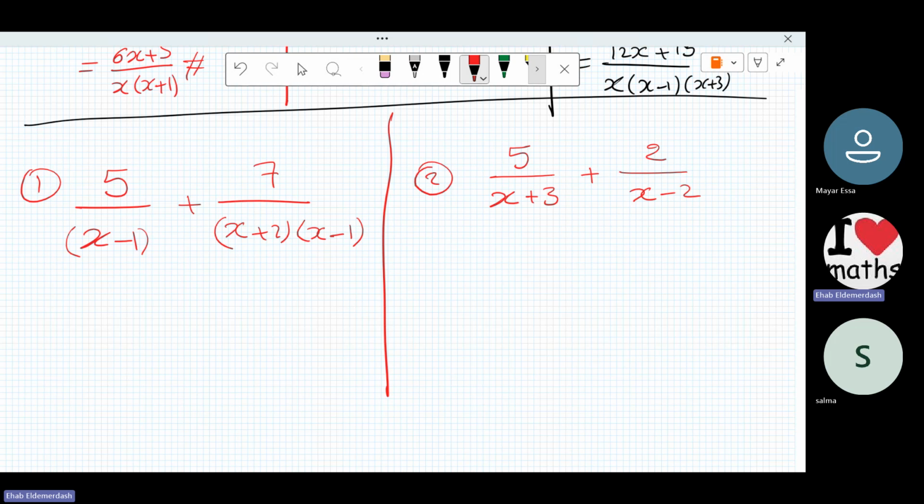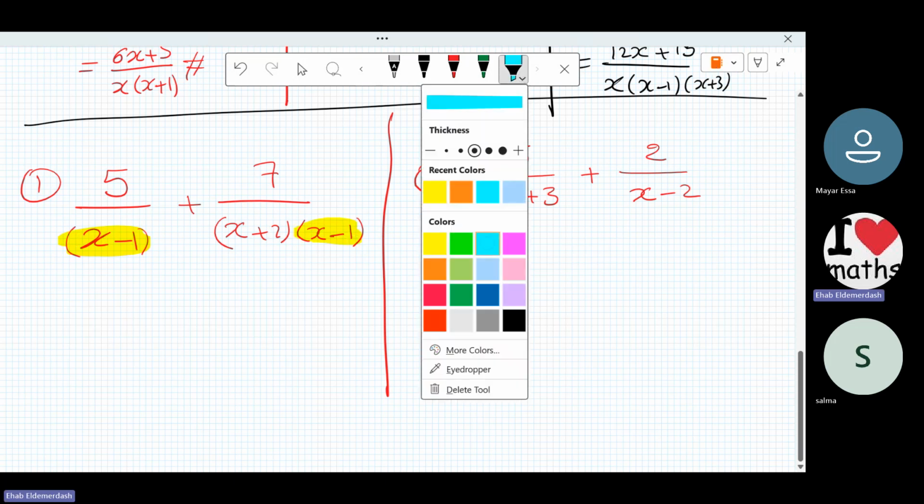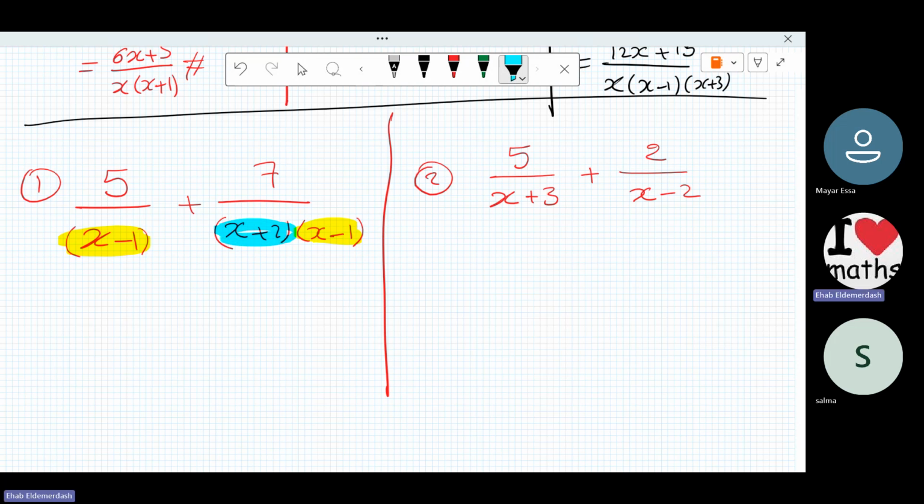يلا again on this question. يلا in this part what is my missing? I have something common, اللي هو x minus 1 ده repeated. طيب there is one thing which is not repeated اللي هو ده blue. ايه بقى قصتي دلوقتي ان انا I need to multiply by the blue part again here, x plus 2 up and down. انا هنا محتاج ان انا ادخل معايا البلو بارت ده up and down.